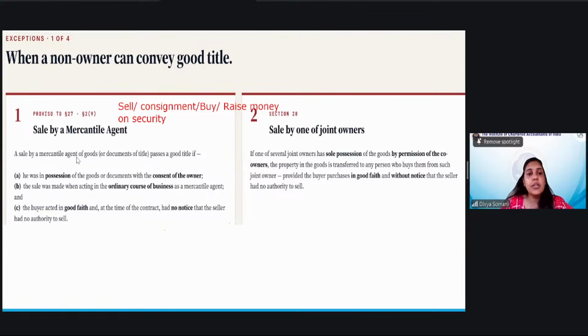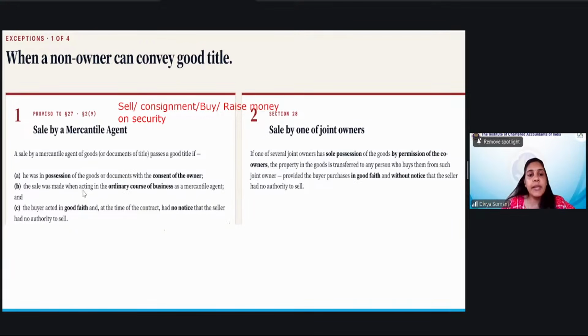What is the first condition? That this mercantile agent should have the possession of the goods with the consent of the owner. So he has the consent of the owner to sell these goods, or firstly, he should have the possession of the goods. This simply means that the owner, that is the seller himself, has given him the goods to further sell. Okay, that is the first point.